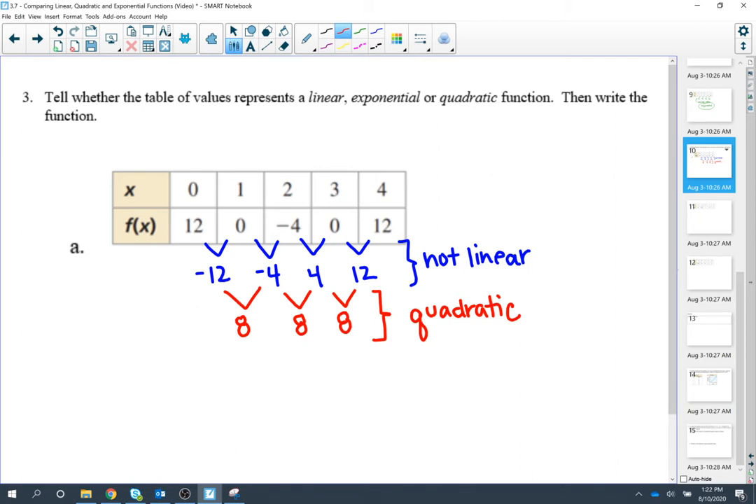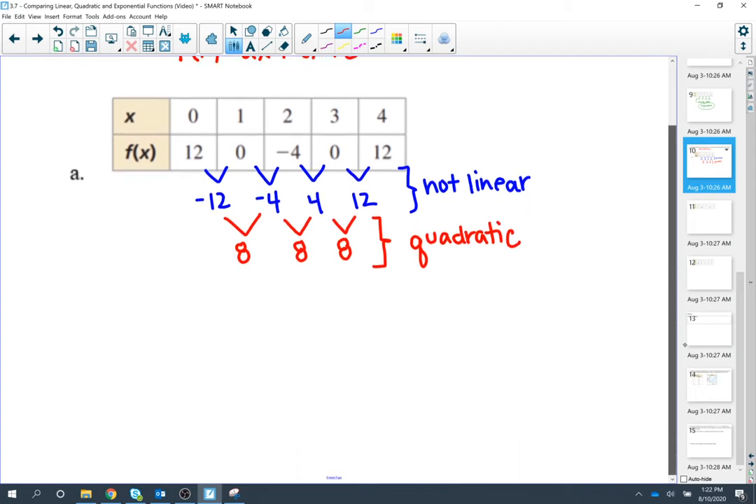Now, if it's quadratic and I have to write the function, I know that I'm going to be dealing with f of x equals ax squared plus bx plus c. And quadratic is the hardest. Linear and exponential, not so bad, but quadratic is going to be the hardest for us. I have to use what I'm given to try to figure out how to write this function.